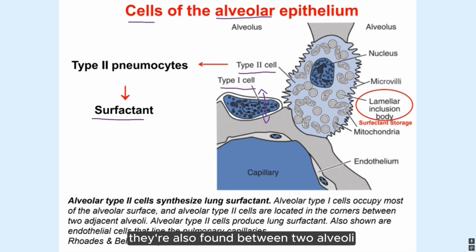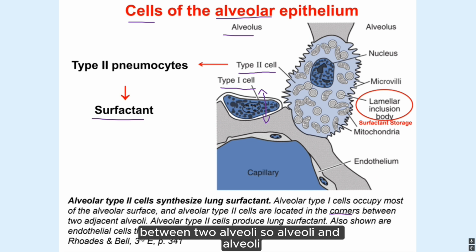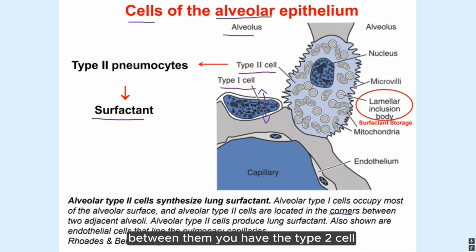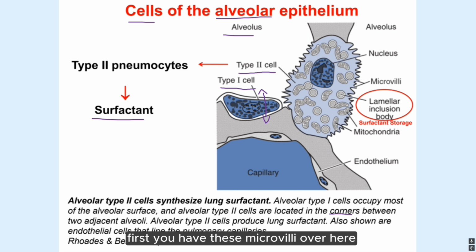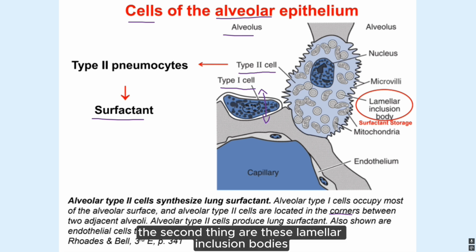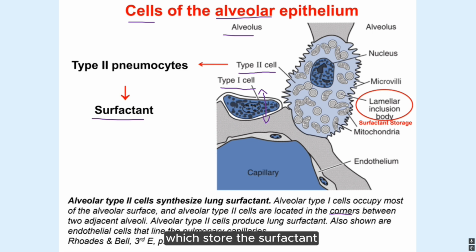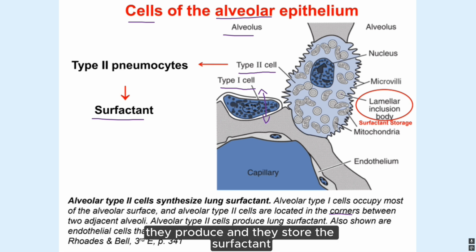Now these cells are also found between two alveoli, as you can see here in the corners between two alveoli. So alveoli and alveoli, between them you have the type 2 cell. There are two things that are unique about this type 2 cell. First, you have these microvilli over here. These increase the surface area. The second thing are these lamellar inclusion bodies, which store the surfactant. So the type 2 cells produce and store the surfactant.